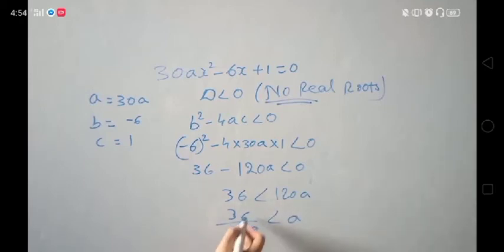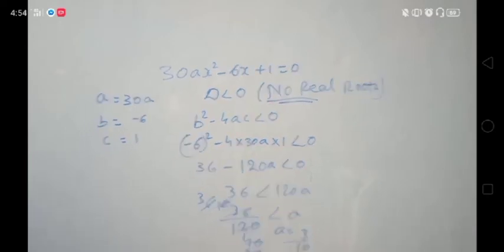So dividing, 3 1s are 3, 3 2s are 6, 3 4s are 12, 3 0s are 0. Then 2 6s are 12, 2 2s are 4, 2 0s are 0. Then 2 3s are 6, 2 10s are 20. So the a value is 3 upon 10, 3 by 10. So we have to find the a value, and the a value is 3 by 10.